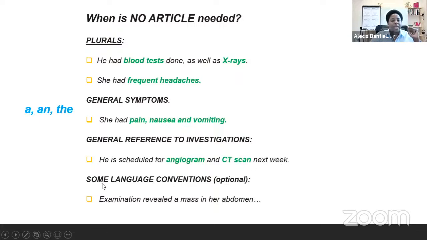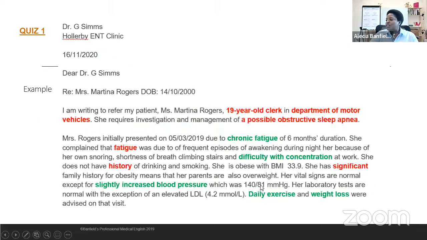And then another language convention, we say examination revealed. Again, you can say the examination or my examination or the examination of the patient. So you can put the article, you can leave it out. Again, this is another kind of convention where both are accepted. Okay, good.